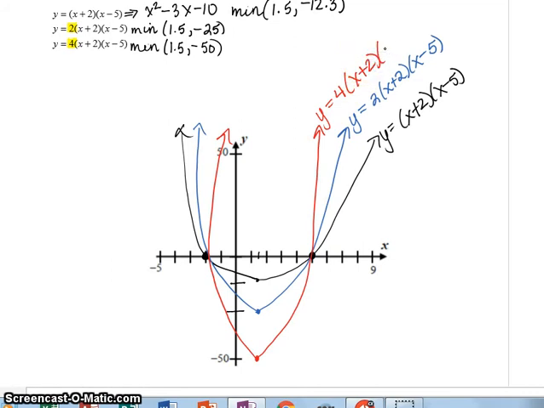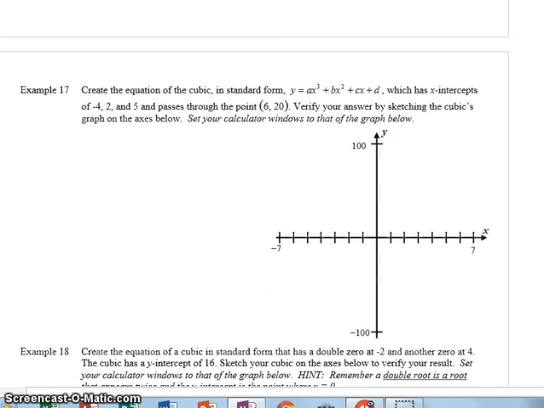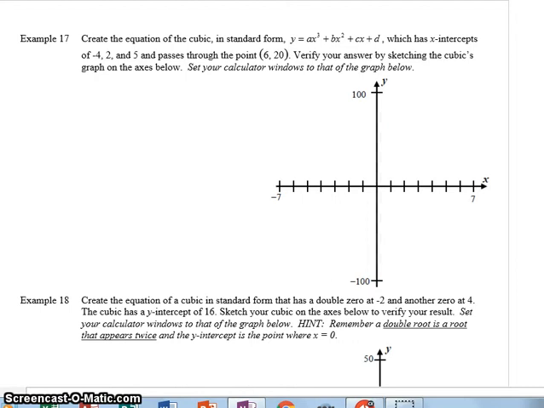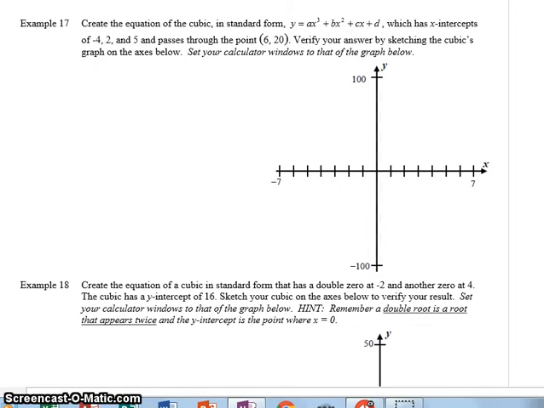And again, guys, how do I know all those minimums? I put the entire functions right on the graph page and then analyze the graph. Okay? All right, example 17. Create an equation of the cubic in standard form, which has x-intercepts. Okay, so it has x-intercepts. So same thing, just what we did in example 15.